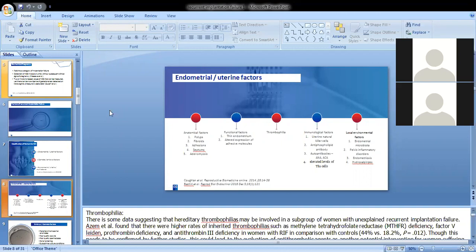Then if there is evidence of PID, pelvic inflammatory disease, or endometriosis of course, that can lead to altered endometrial receptivity. This is one of the mechanisms of endometriosis and infertility. And another very important factor is hydrosalpinx. As we know, hydrosalpinx is a collection of fluid inside the fallopian tube. The presence of hydrosalpinx can also lead to recurrent implantation failure by 3 mechanisms.